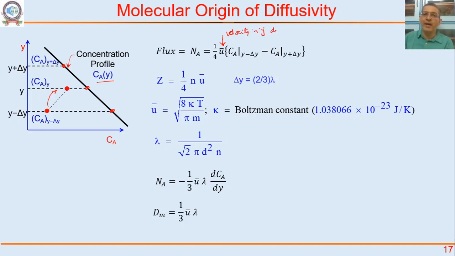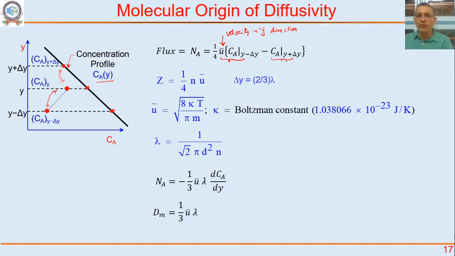This velocity in the y direction is arising out of the random thermal motion. So now the rate at which A goes from one location to another is the velocity multiplied by the concentration at y minus delta y minus the concentration at y plus delta y. Molecules are traveling from here to here, here to here, if you like.